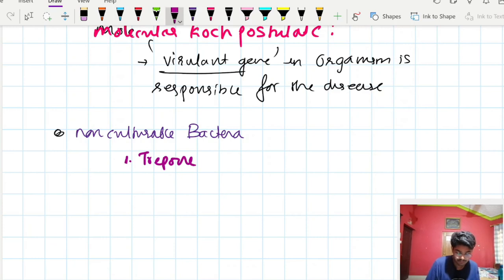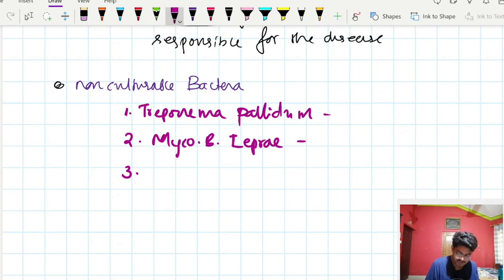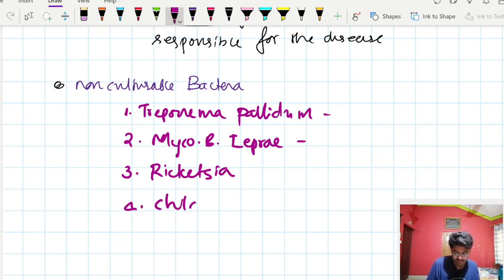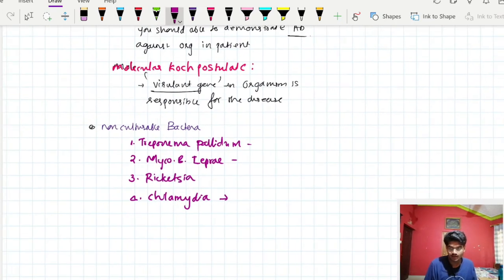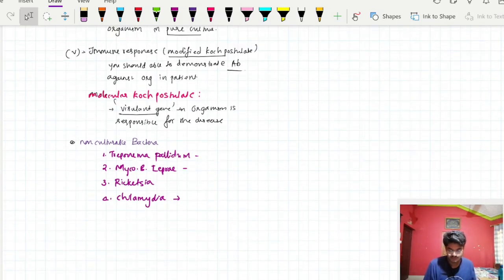We already know Treponema pallidum is the one which causes syphilis. Then there is Mycobacterium leprae, which causes leprosy. Then there is Rickettsia, which causes rickettsial disease. And the fourth one is Chlamydia. Chlamydia causes pneumonia, conjunctivitis, and many other diseases. Chlamydia is a disease-causing organism with a vast range.